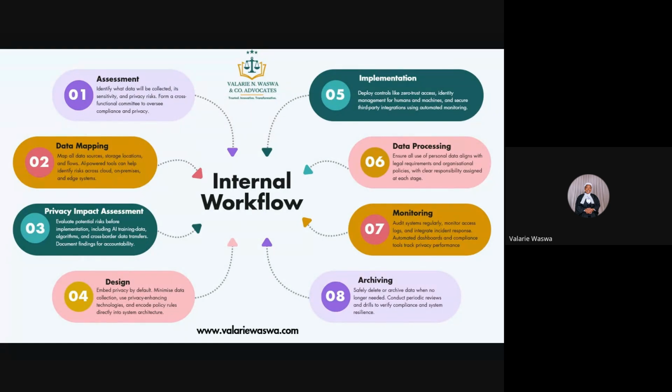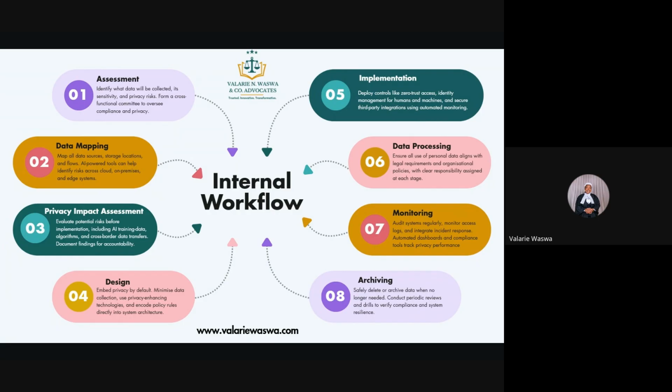So you want to map all data sources, all storage locations. What are the sources of this data? What are the different locations? What are the different flows? How does data flow in your organization? It moves here, it moves then there, like that. How does it flow? Okay. You may even want to come up with a flow chart, right? And there are, of course, AI-powered tools that can help you with identifying risks across the different sectors, whether it is on physical premises, on cloud, online, or edge systems, etc.